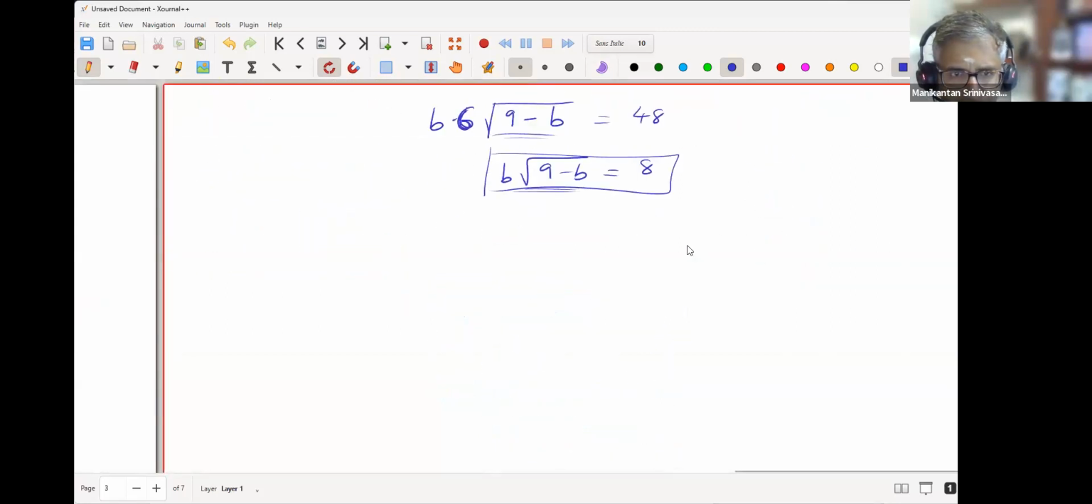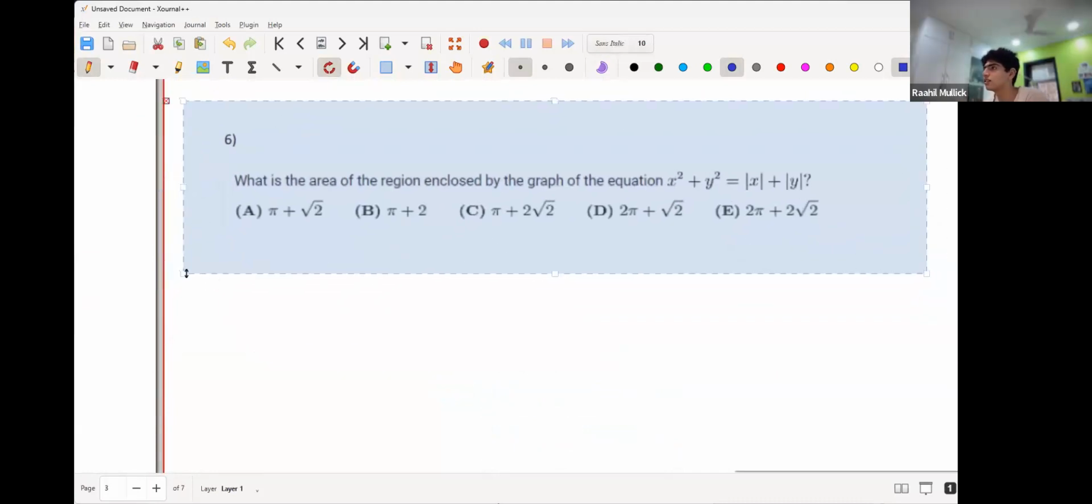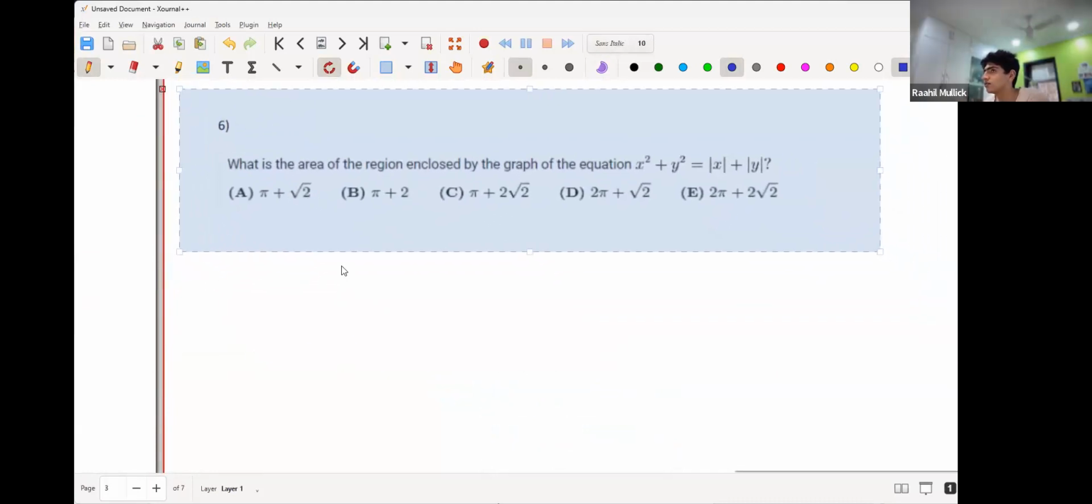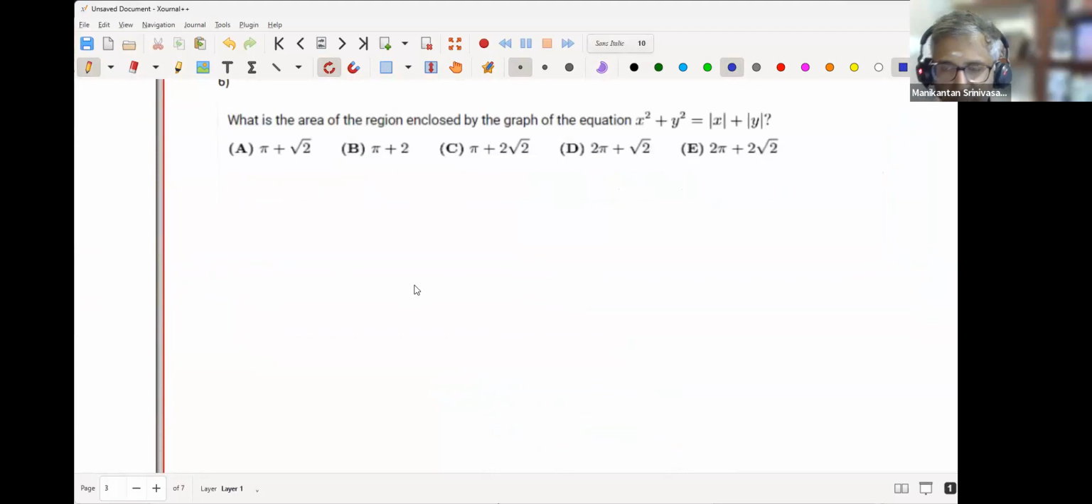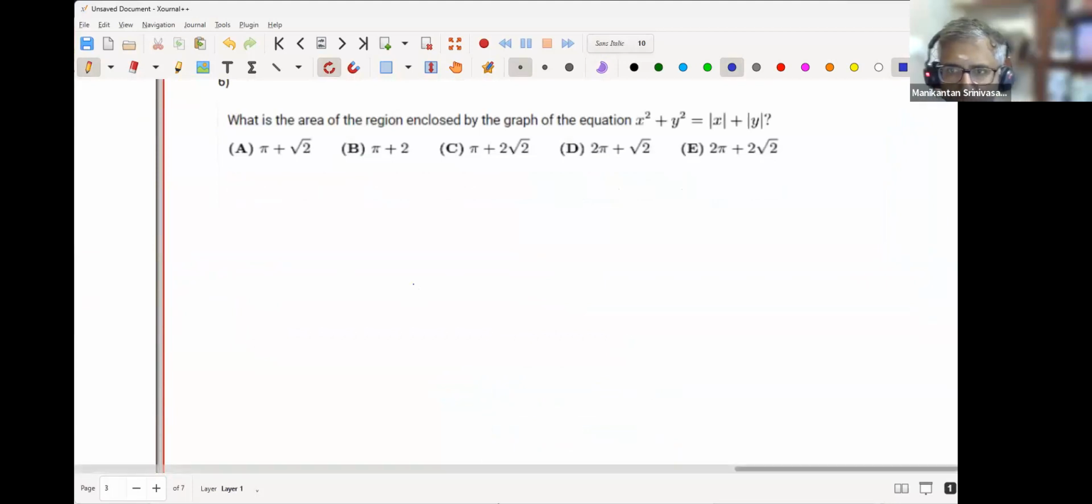Okay, so that was question 5. Yeah, question 6. Rahil, were you able to do question 6? No, sir. I got the answer, but I wasn't able to visualize the graph. So okay. All right.